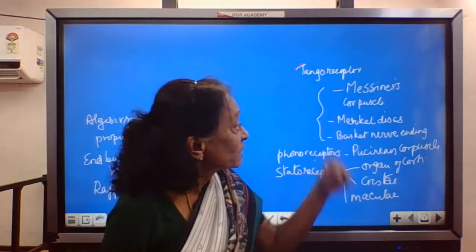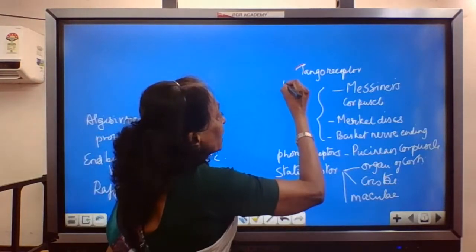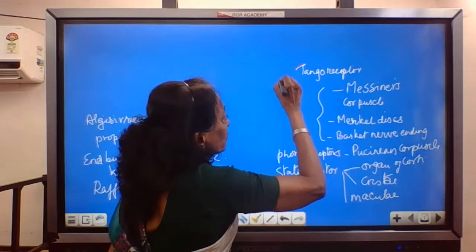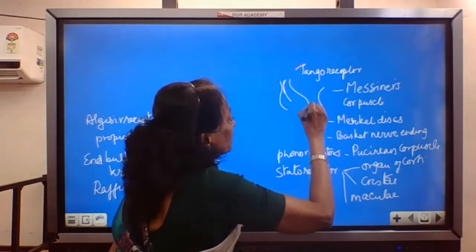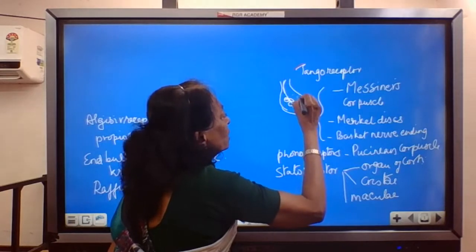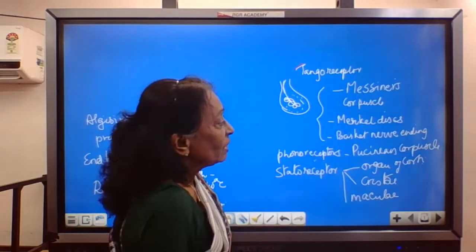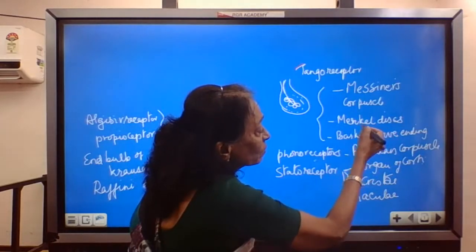If you take the Meissner's corpuscle, the axon will end like this. It has a circular structure, and the tip of the axon is surrounded by a number of fibers, cytoplasm, and a number of granules. This is the Meissner's corpuscle.